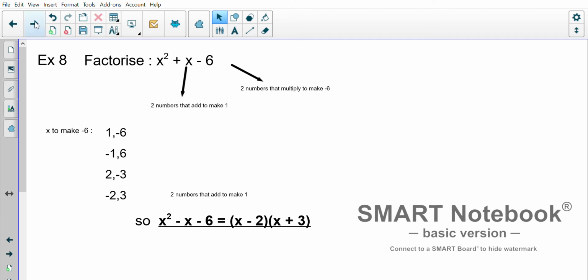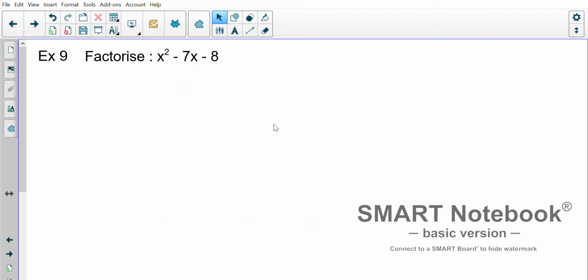Next one you can try. So pause the video and have a wee go at this one. You're asked to factorise x squared minus 7x minus 8. Go and factorise that one.